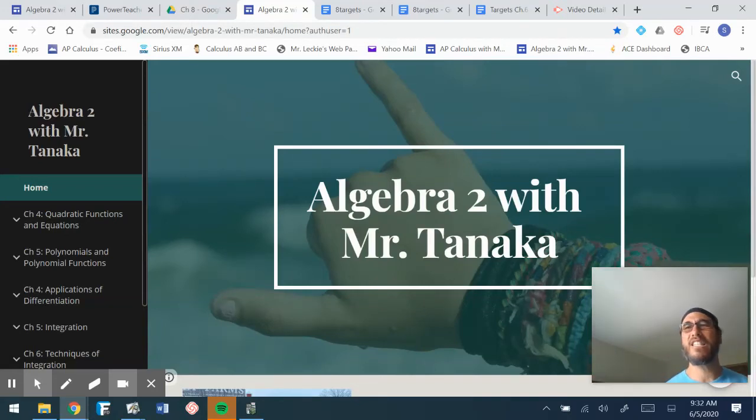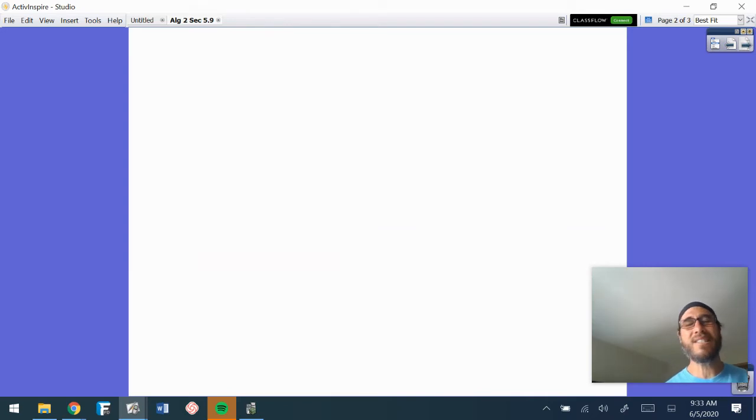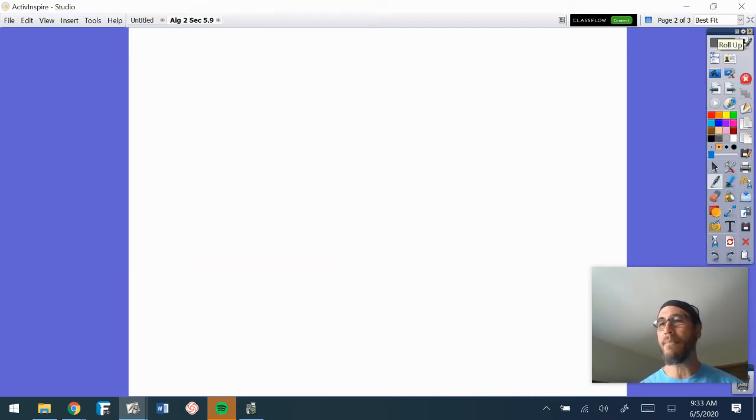Last section in chapter 5, and then let's get ready to dominate that test. Section 5.9, transforming polynomial functions. So we are going to graph cubic functions now. Remember we did this for quadratics, and it's really the same thing. It's just a little RST. If you're able to do RST, you dominate this stuff. So let's get after it right off the bat.